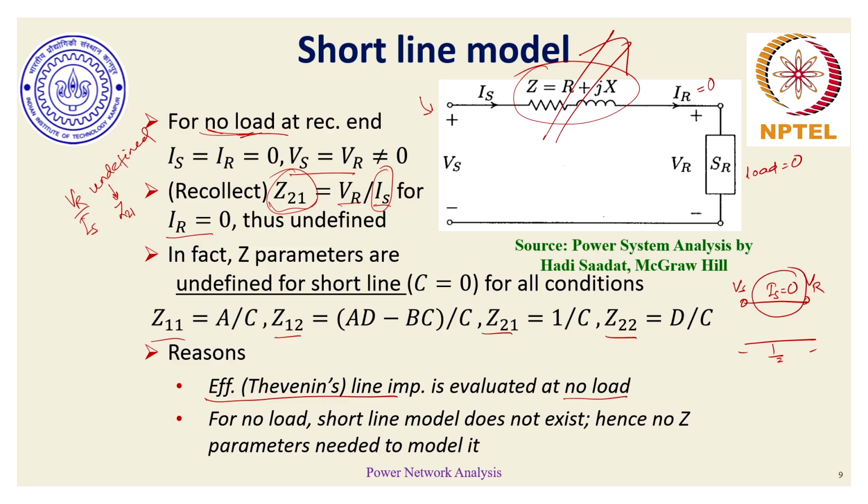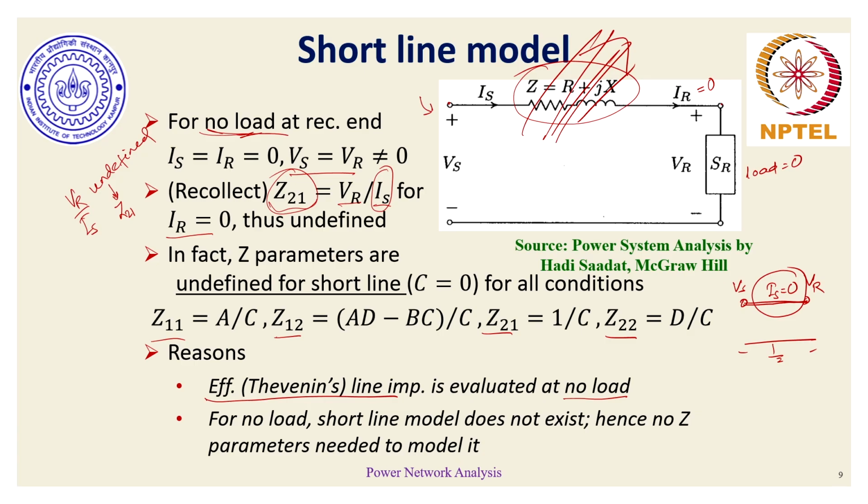If the current itself is always zero, what is the need of having a short line model at all? That's what I mentioned, that if I cut off this entire section and only connect these two terminals, Vs and Vr, the way it is shown over here, by a short circuit path, the short line model necessity is all gone.